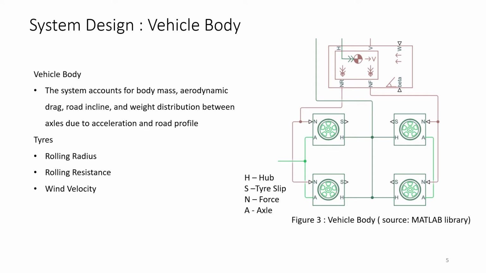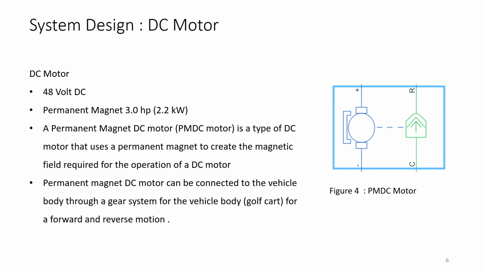The resultant velocity of the vehicle can be measured with the help of vehicle body systems. The tires, which are connected to the vehicle body, are used to input different set of parameters like rolling resistance, rolling radius, and a few more to the vehicle body system. A 48 volt 3 horsepower or 2.2 kilowatt permanent magnet DC motor, as shown in figure 4, is used to power the golf cart. A permanent magnet DC motor is a type of DC motor that uses a permanent magnet to create the magnetic field required for its operation.